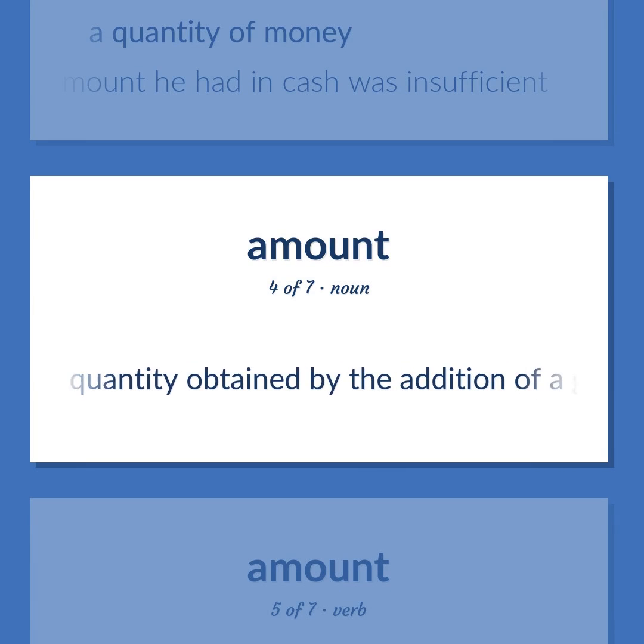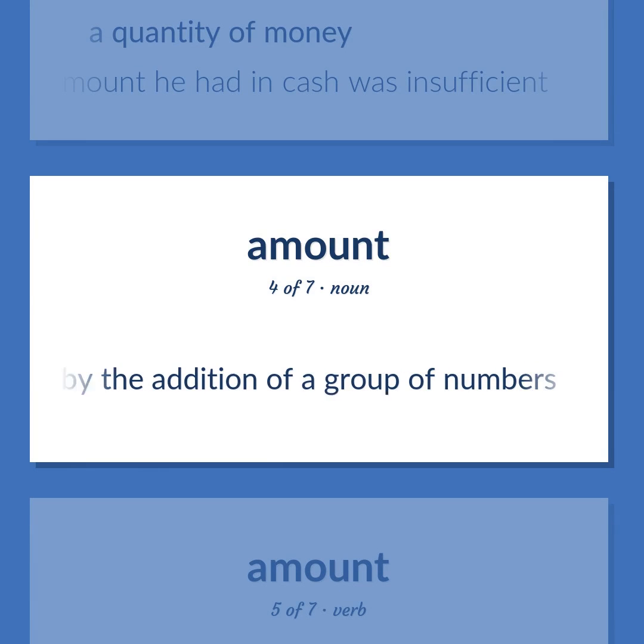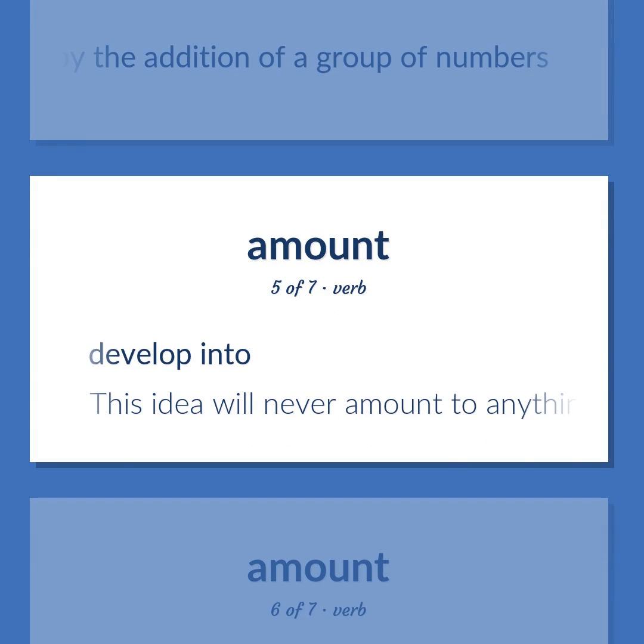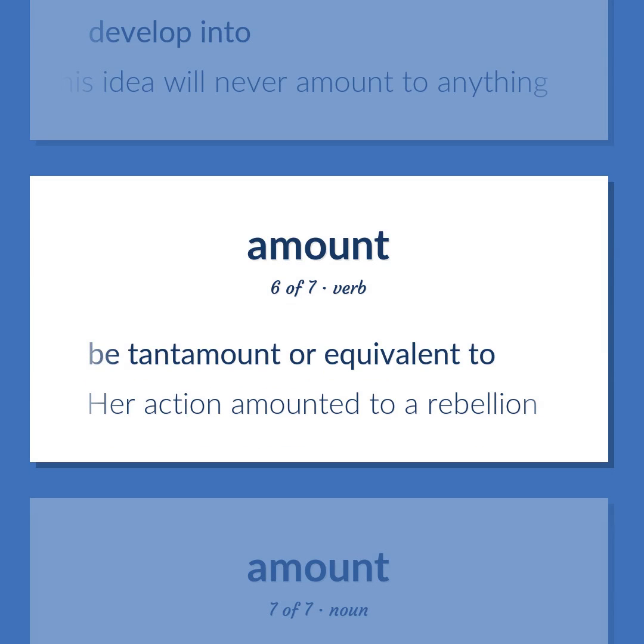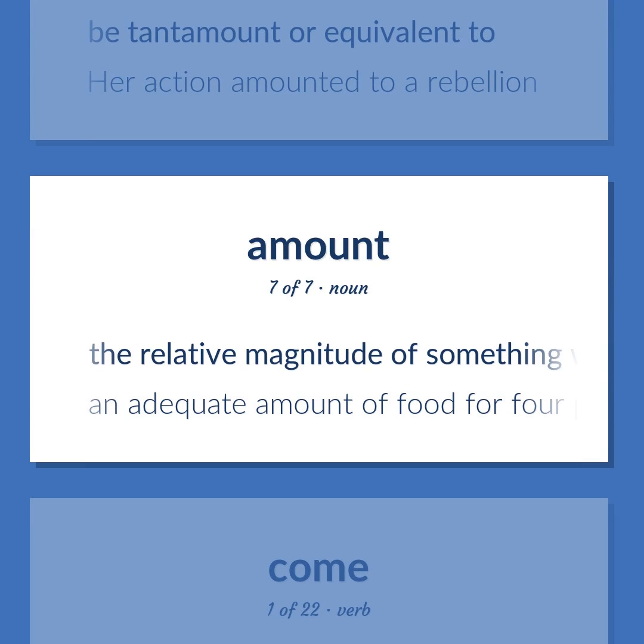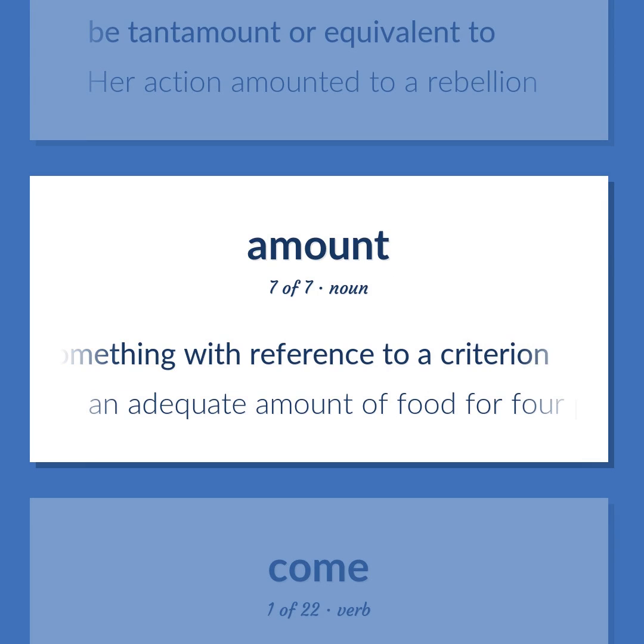A quantity obtained by the addition of a group of numbers. Develop into. This idea will never amount to anything. Be tantamount or equivalent to. Her action amounted to a rebellion. The relative magnitude of something with reference to a criterion. An adequate amount of food for 4 people.